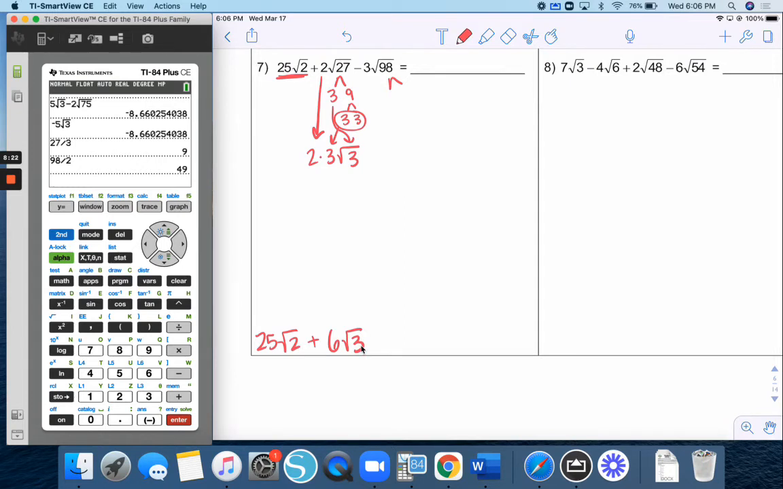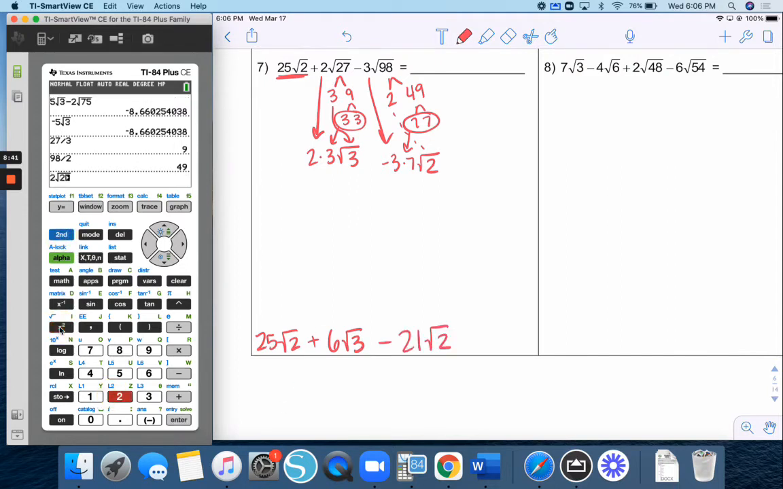So 2 and 49. 49 is 7 and 7. So we already had a negative 3. We're taking out a 7 and leaving in a 2. So that's negative 21 square roots of 2. And one thing you can do before you continue on is double check these square roots. Make sure you've simplified them correctly, especially since we have square roots of 2 and square roots of 3.